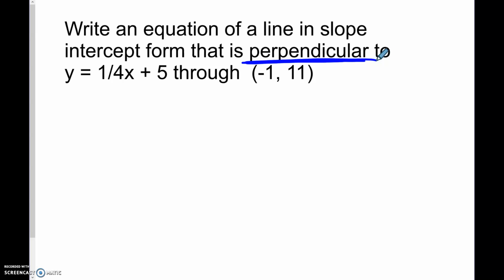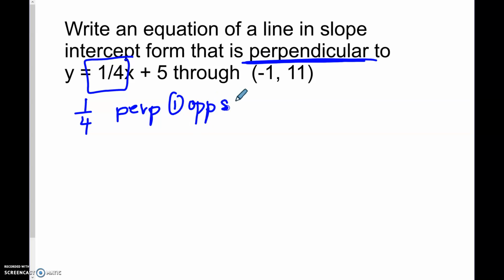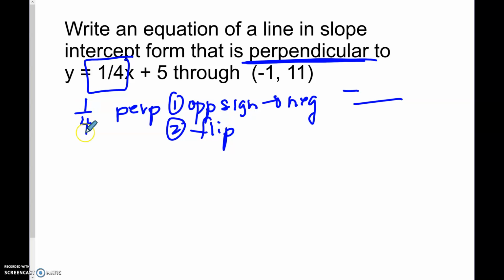Perpendicular. Okay, so we have this slope right here, 1/4. Perpendicular, we need to do 2 things. Opposite sign. This slope is positive, so our other one needs to be negative. So I for sure know it's going to be negative. And the second thing we need to do is flip. Now this is 1/4, so this becomes 4/1. Now -4 divided by 1 is -4.